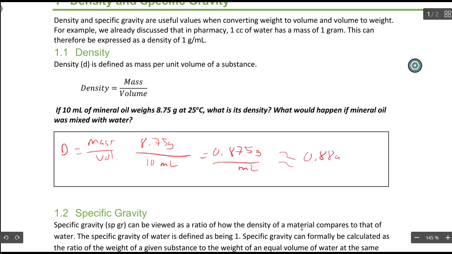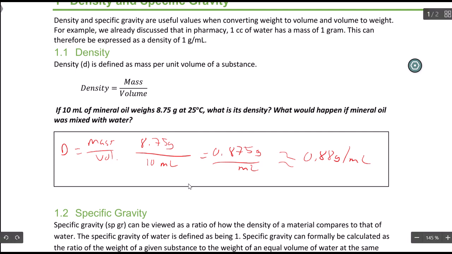Now, the follow-up question is, well, what would happen if you put mineral oil in water? If you know the density of mineral oil is 0.88 grams per ml, and you know the density of water is 1 gram per ml, which liquid will move to the top and which liquid will move to the bottom? Right? Because 0.88 grams per ml is less, that's going to be less dense, it will move up, and the water will move down.